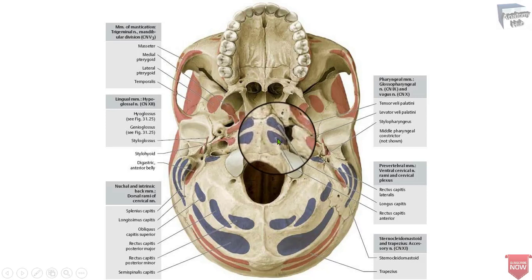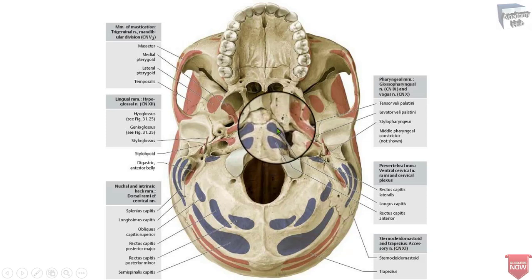And just to the side of that, at this point you will find the rectus capitis anterior, and anterior to that you will find the longus capitis muscle. So this is all about the norma basalis.